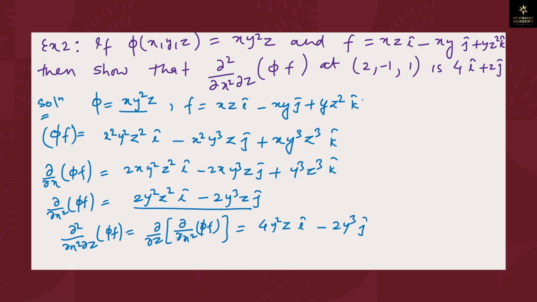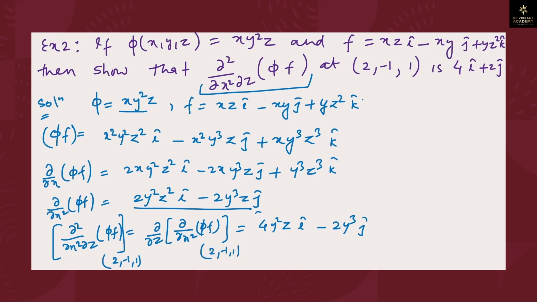Now we have to find the value of this particular differential at the point (2, -1, 1). So let us place the coordinates here. We have to find the value at 2, -1, 1.